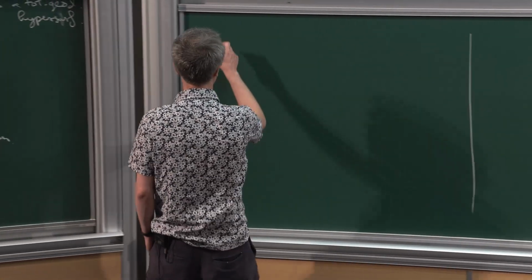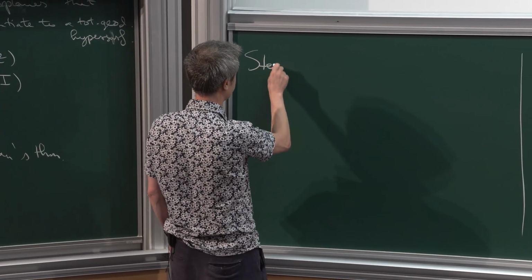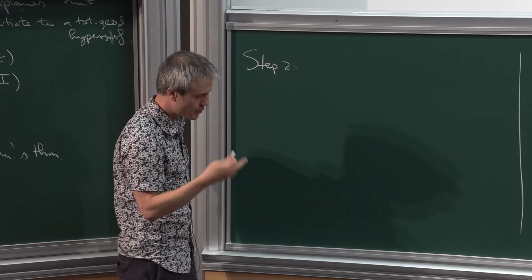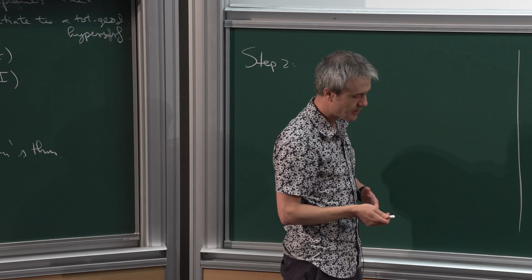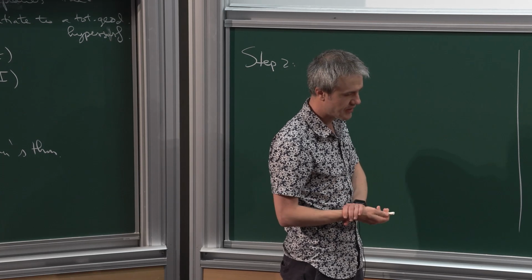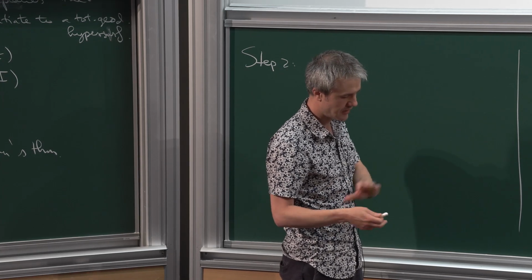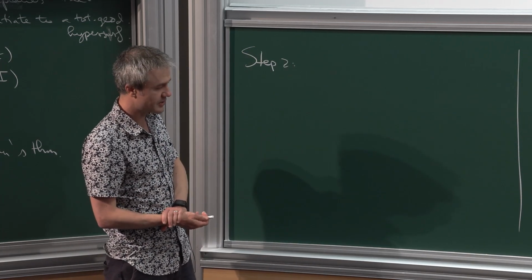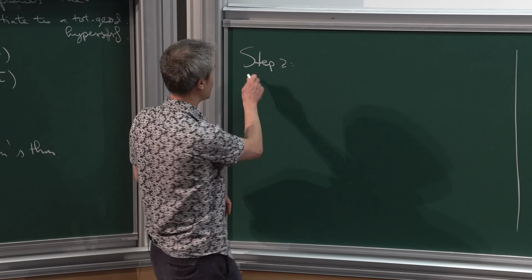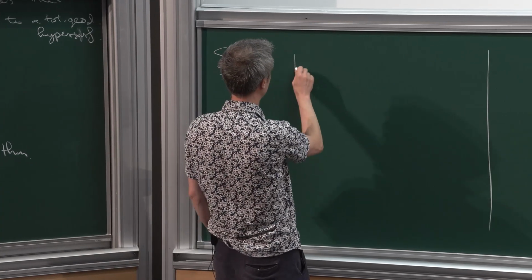So for step 2, step 2 is also going to be dynamical. I'm going to first outline the proof, and I'll make an assumption, and I'll explain what the assumption is, and then I'll try to develop it and try to explain how this is established.